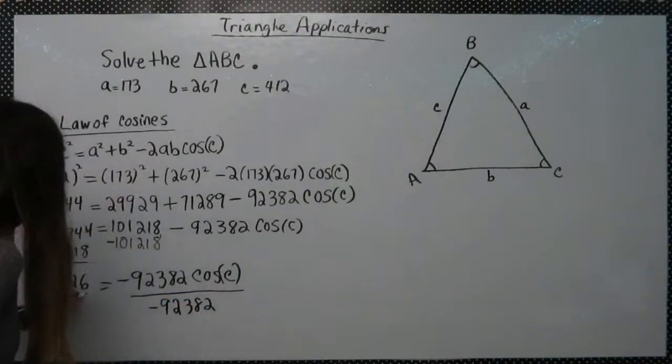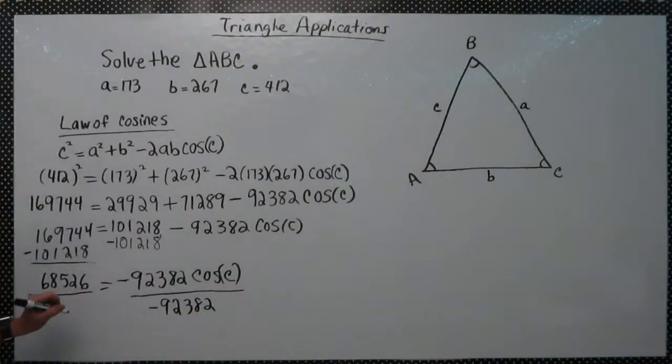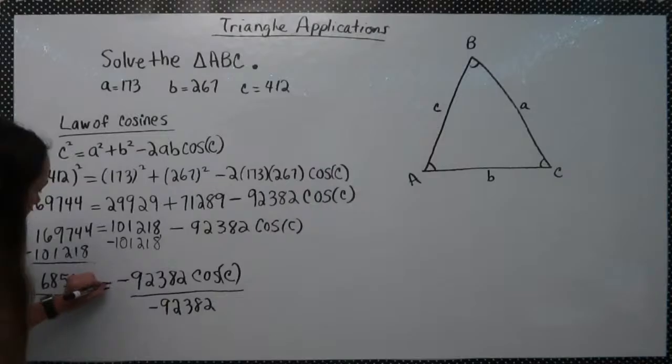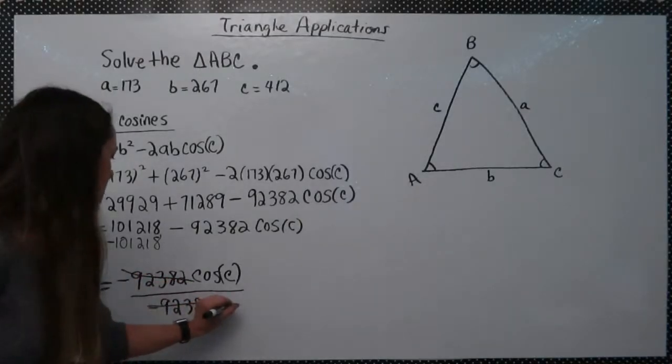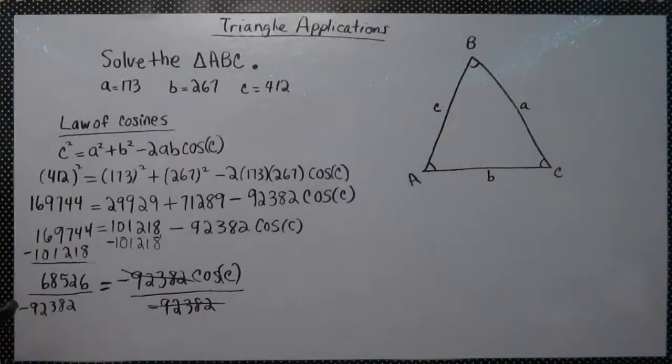92,382. And we're going to divide, equal operations again because of that equal sign. And we're taking it off both sides. Negative 92,382. So this is going to go to 1. Anything divided by itself is equal to 1. And we have this over here. We're going to perform this division.